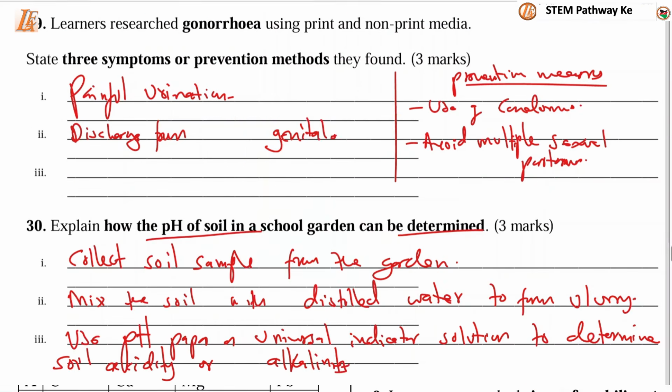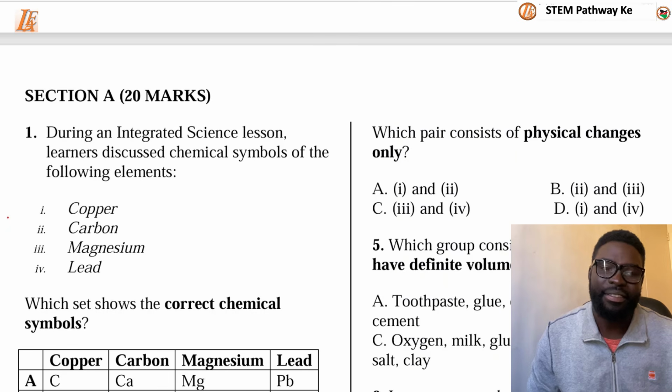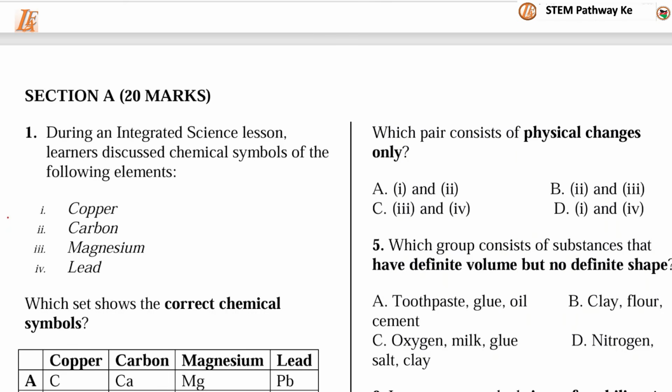Let's get started. The first question: during an integrated science lesson, learners discussed chemical symbols of the following elements. The first one is copper, second one is carbon, third one is magnesium, then the fourth one is lead. The question is, which set shows the correct chemical symbols?